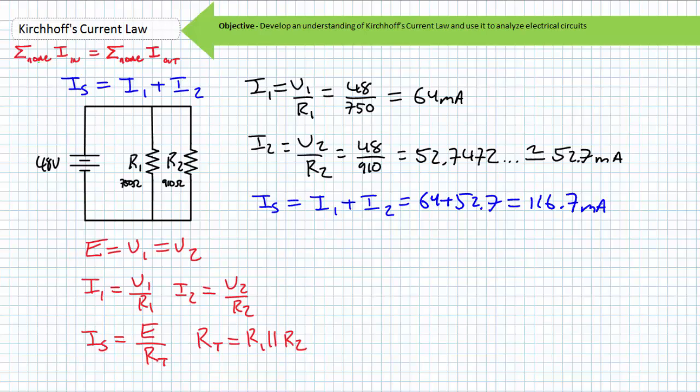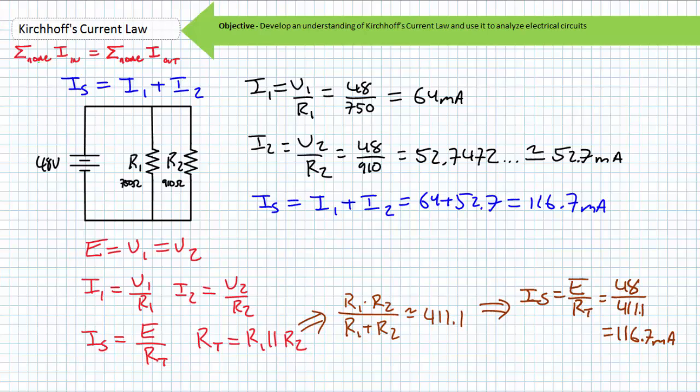Compare and contrast the ease and simplicity of solving for source current using KCL with performing total resistance calculations and an additional statement of Ohm's law. Not only does KCL solve for source current in a single step, it does so using simple addition rather than a cumbersome formula. If one still desired total resistance, one could use a restatement of Ohm's law, where resistance equals voltage divided by current. Substituting in the values, we find RT to be approximately 411.1 ohms.